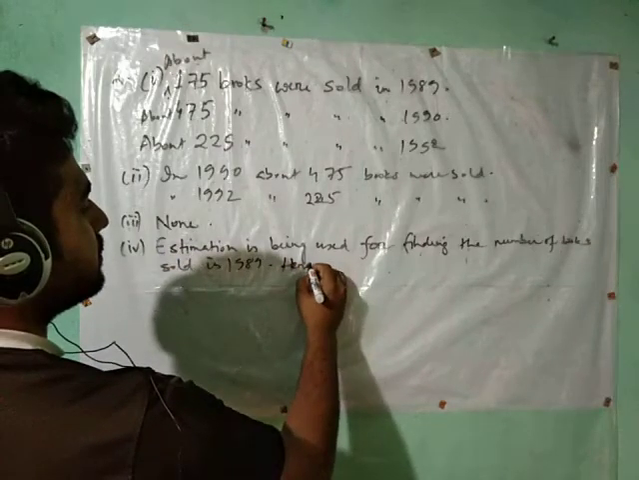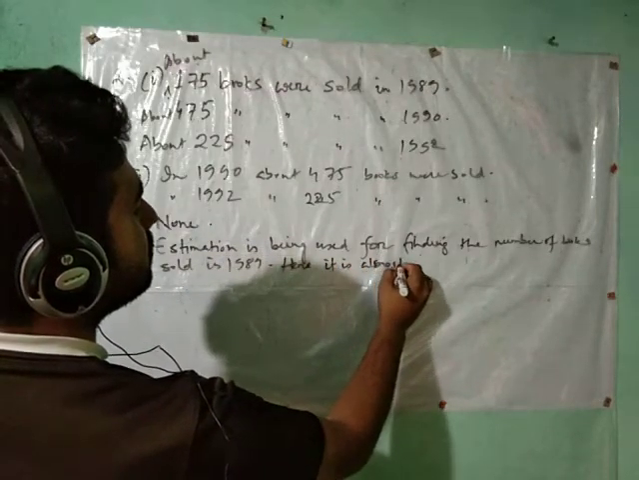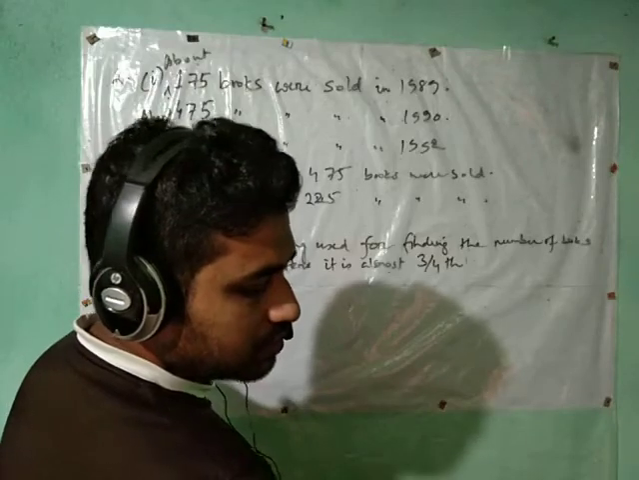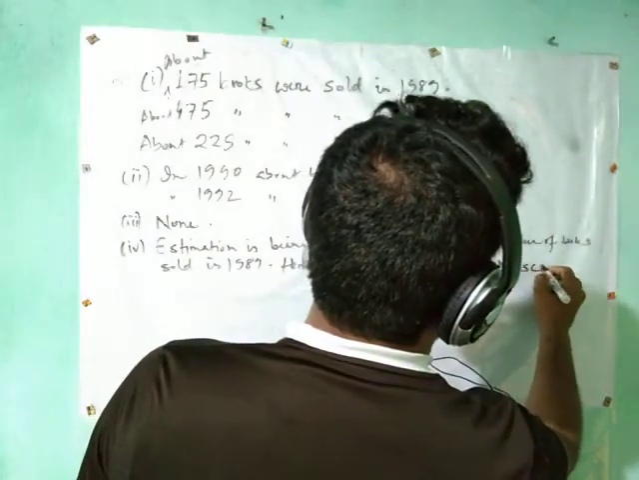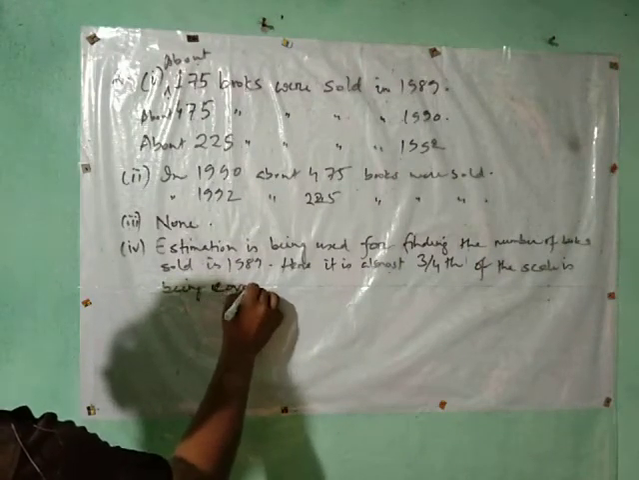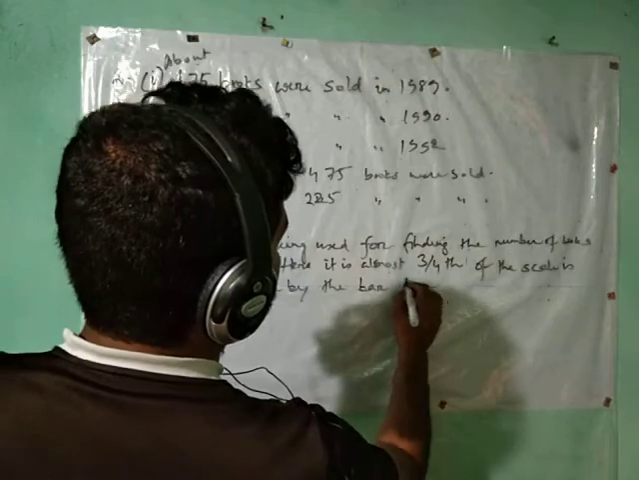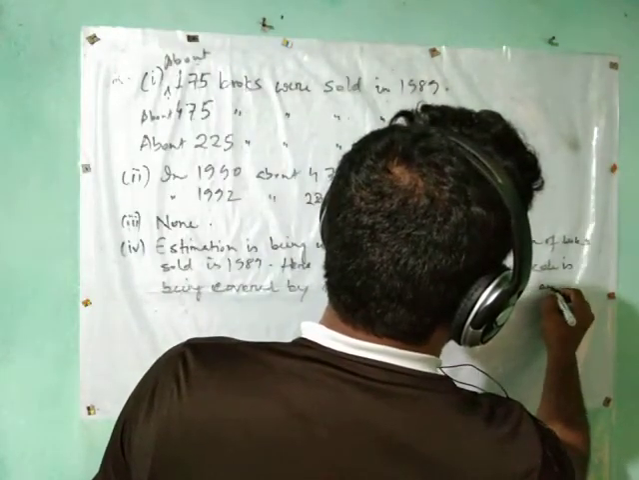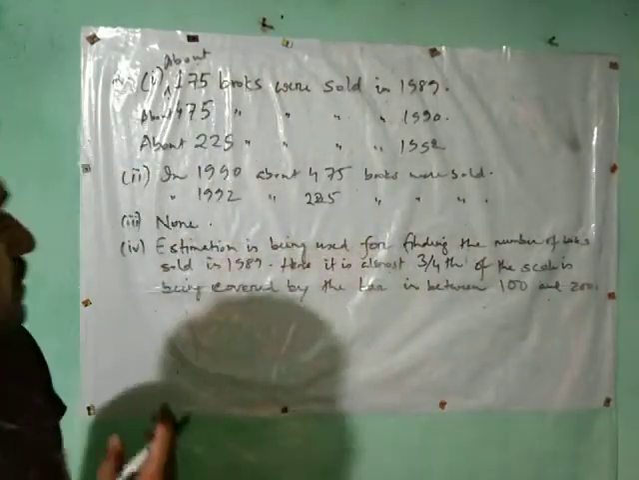Also, here what happened? Here it is almost 3/4. That means 3/4 of the scale is being covered by the bar in between 100 and 200. Understood? I hope you understood. By writing this line, its answer will be done.